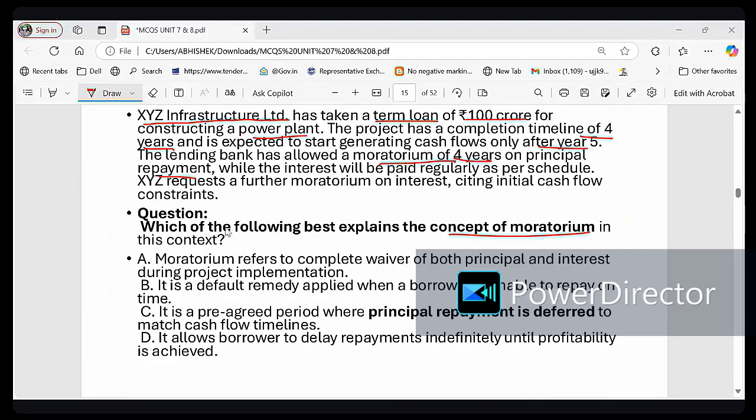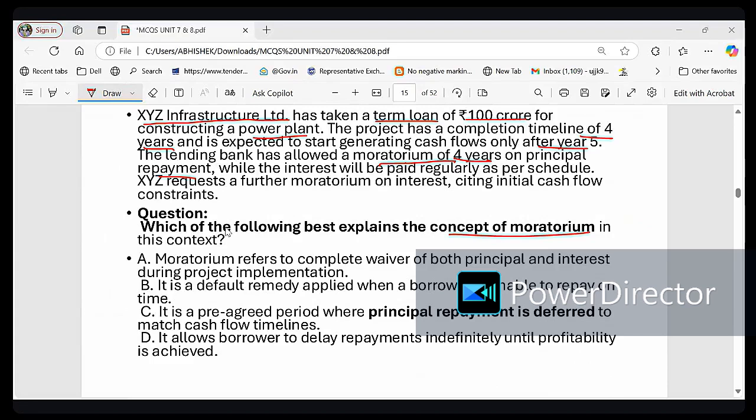You can think of it this way. Suppose you took a loan from your friend to open a restaurant. It will take 2 years to set up before you start earning. So would it make sense if your friend started asking for monthly repayment from day one? Obviously no. So you tell your friend, give me 2 years, let me build, let me earn, and then I will start repaying you. That 2 year break is called moratorium.